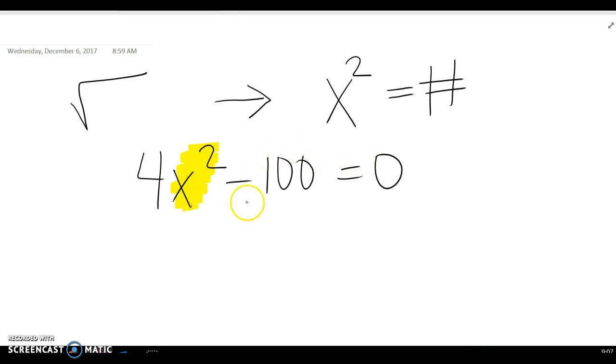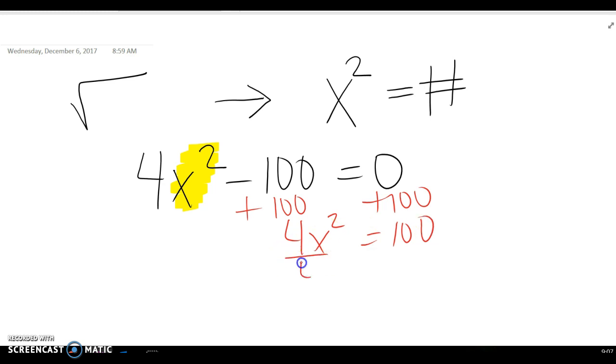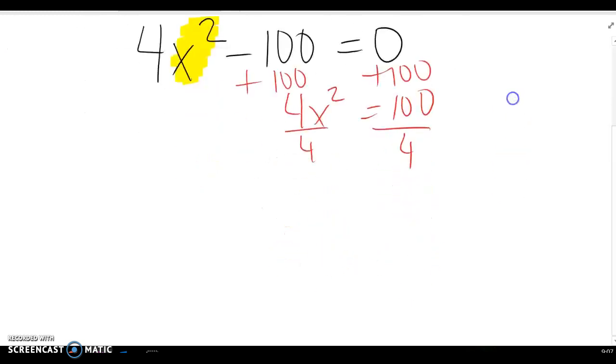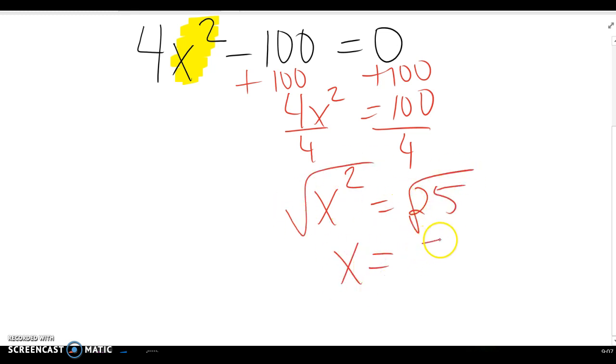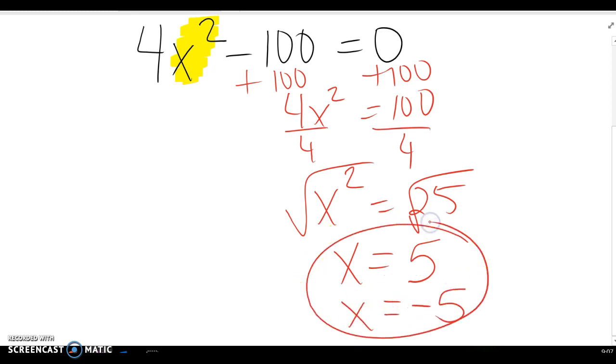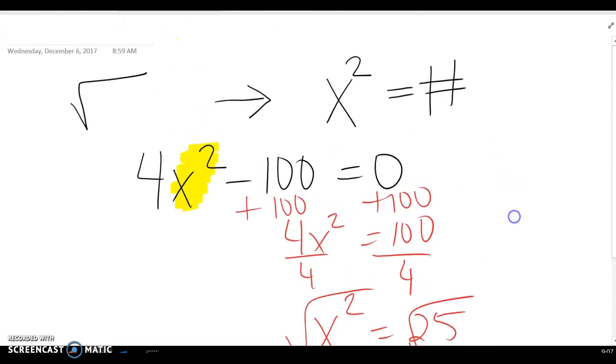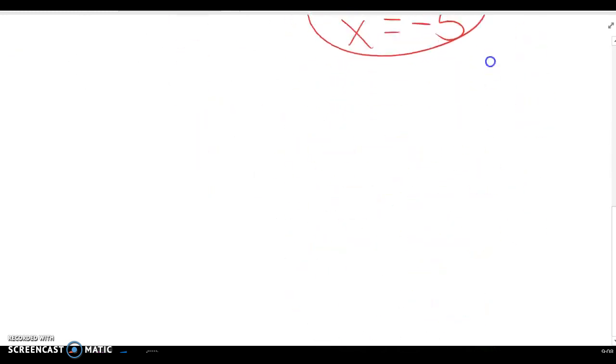So to solve this, we would add 100 to both sides. 4x squared equals 100. Divide both sides by 4. X squared equals 25. Take the square root and we could have a solution of positive 5 and negative 5. And we could solve that equation using square roots because we can get x squared equal to a number. The other strategy is factoring.